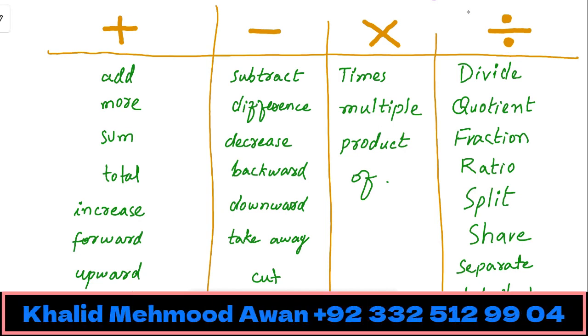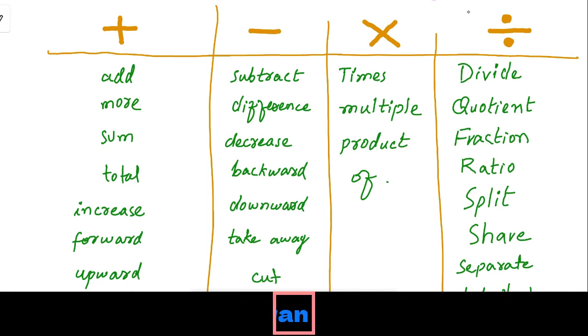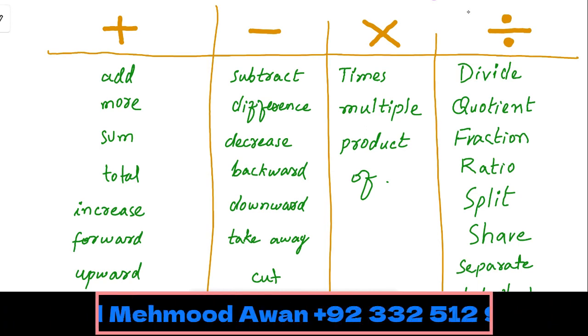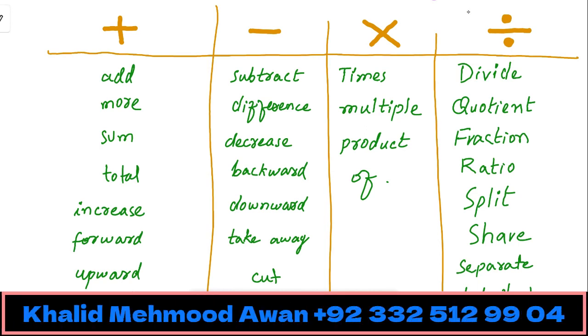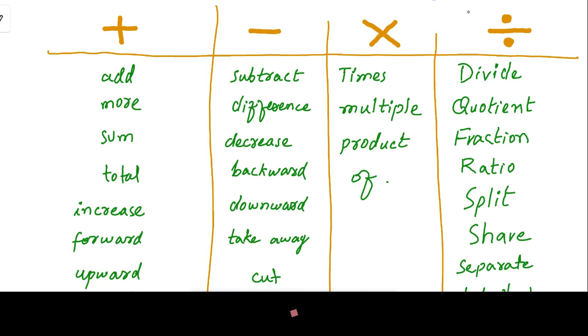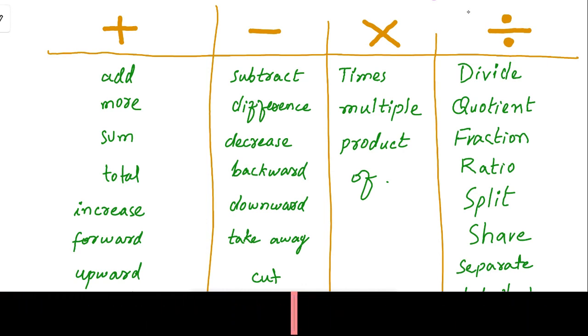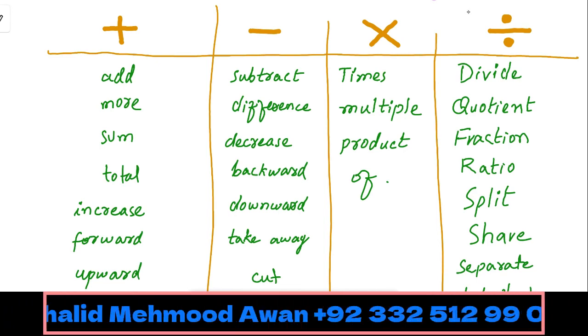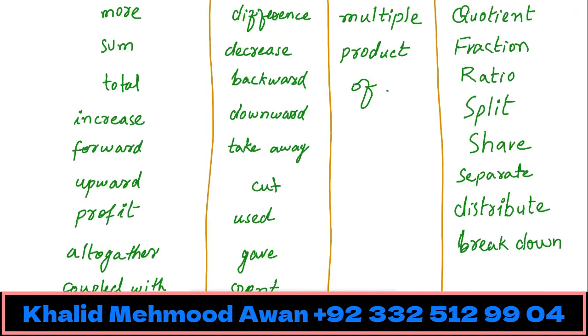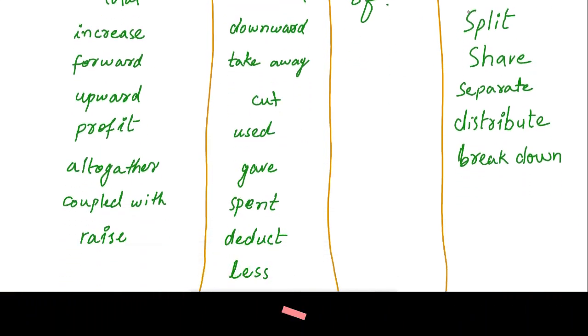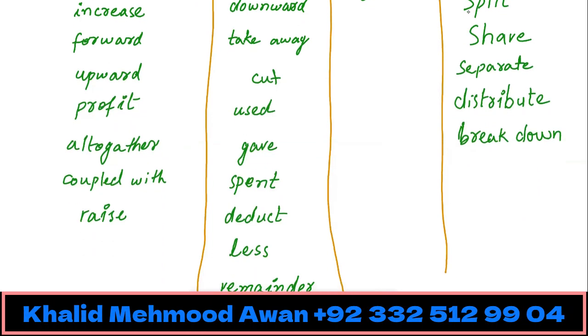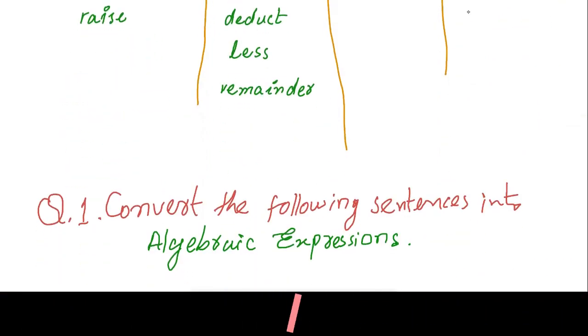Now there are some words which are replaced by the multiply sign, which are times, multiple, product, and of. Similarly, the last one is division. So division will be replacing the words which are divide, quotient, fractions, ratio, split, share, separate, distribute, and break down. So these are the words which can be split.